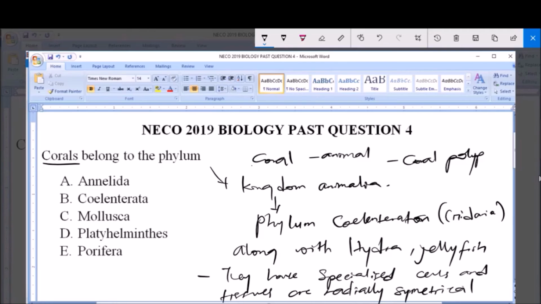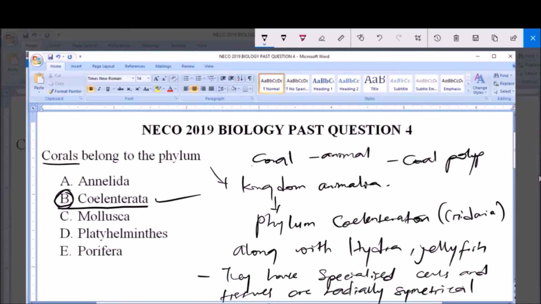So corals belong to the phylum Coelenterata, and that is option B, along with hydra, jellyfish, and sea anemones. They are radially symmetrical, meaning they can be divided into 2 equal halves from any plane. So the answer is option B, Coelenterata.